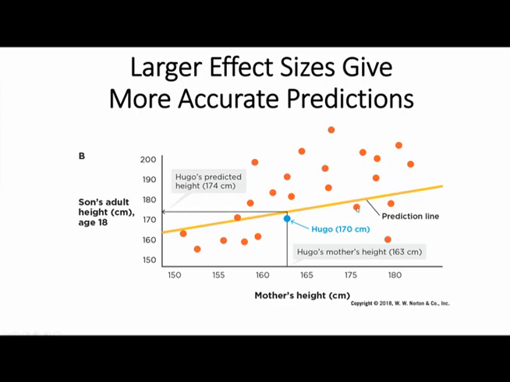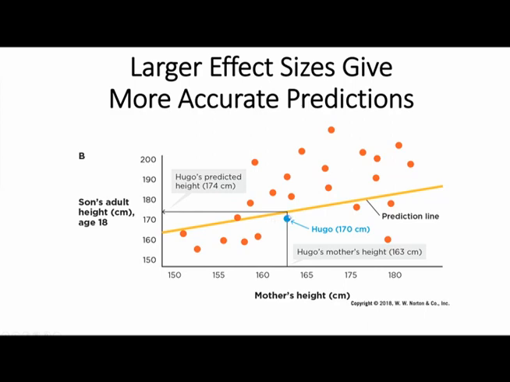Whereas if we switch to this next slide, instead of looking at height at the age of 2, what if we were using our mother's height as our predictor? If we know Hugo's mother's height, so she's 163 centimeters tall, then it would predict from that prediction line that the son's height at age 18 should be 174 centimeters tall. And that's still a pretty decent guess, but it was off by just a little bit more. So Hugo was actually 170 centimeters.